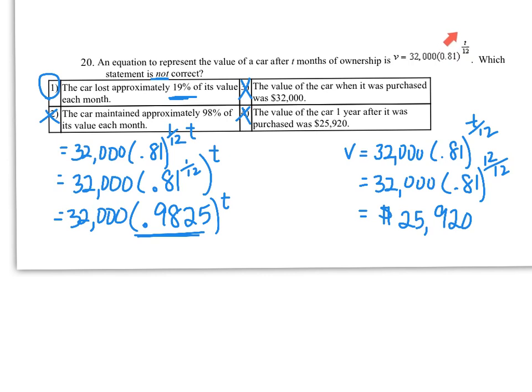The issue is, remember that this exponent really, together with the T over 12, represents years. So for example, if I put a 12 in here, that's 1 year. If I put a 24 in here, that's 2 years. If I were to put a 36 in here, that's 3 years. This question is not saying each year, it's saying each month, and that's what's incorrect. Tricky, right? So the answer is choice 1.